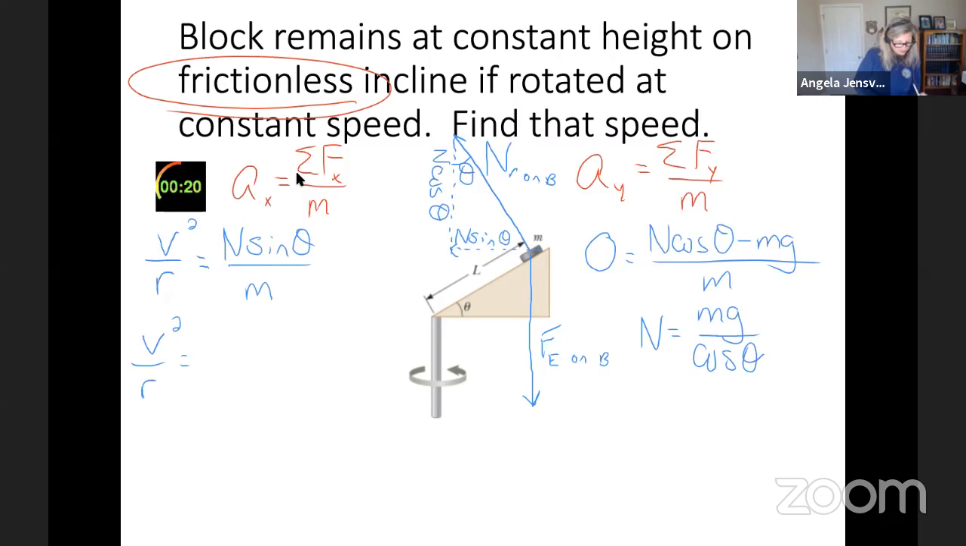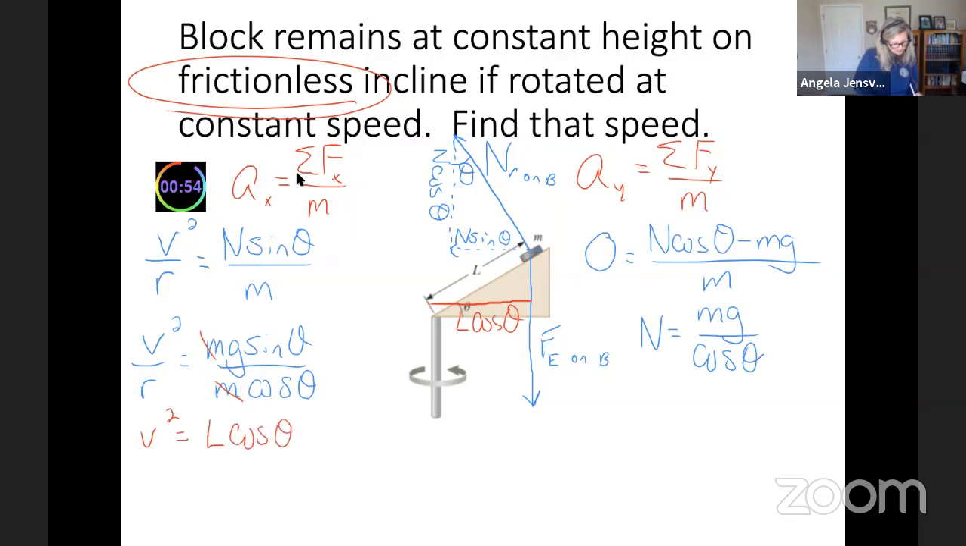It would be mg sine theta over m cosine theta. And then the m's cancel. That's nice. We're trying to find v, right? What is the radius of the circle? The radius of the circle would be this distance here, which would be L cosine theta, right? So let's plug that in. V squared equals L cosine theta times g times sine theta over cosine theta. Oh, good. The cosines cancel.